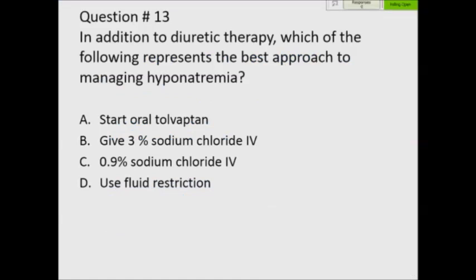So in addition to diuretic therapy, which of the following should we use at this point in time to manage hyponatremia? Should we use tolvaptan? Should we use hypertonic saline? Should we use normal saline? Or should we just fluid restrict?